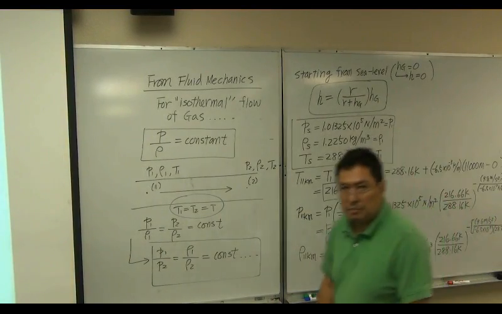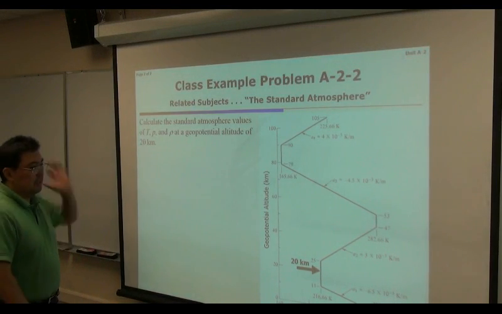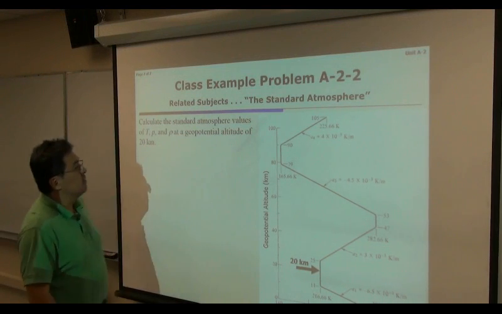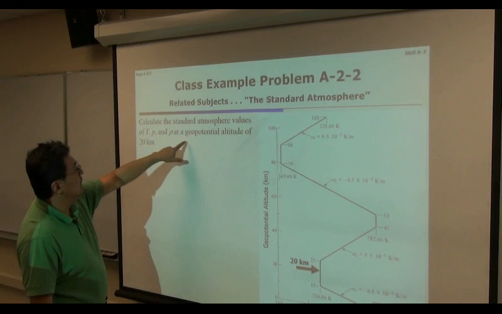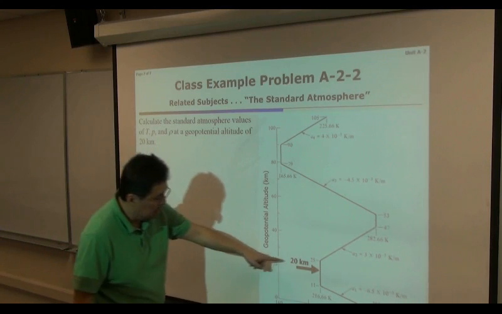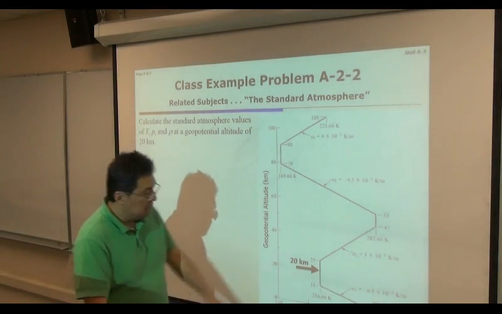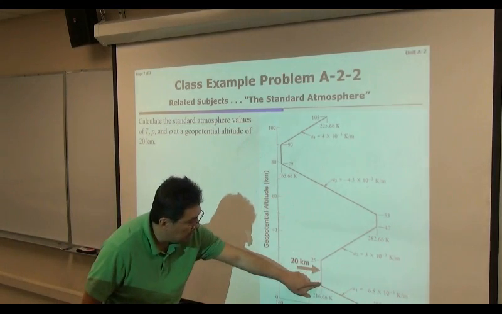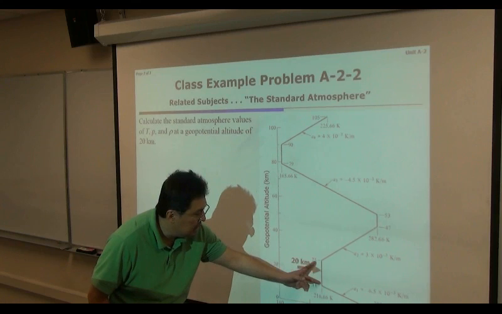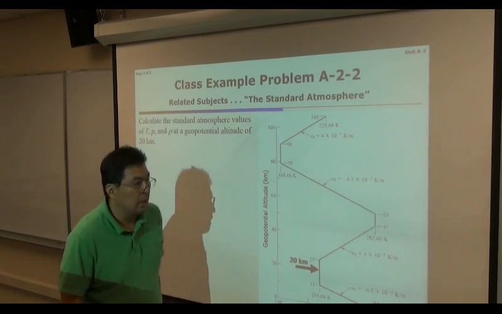So, page 7. Let's take a look. This is coming from the previous example problem. Let's calculate the standard atmosphere values of temperature, pressure, density at the geopotential altitude of 20 kilometers. Okay, 20. In the previous example problem, we started from sea level and found the values right here, temperature, pressure, density. We know that. So let's use those values, apply the isothermal equation from here to 20 kilometers to find out the values here.